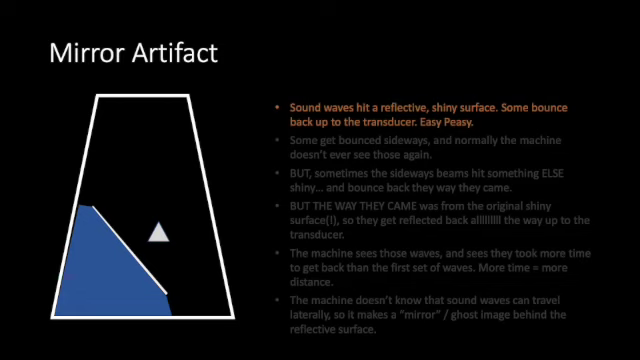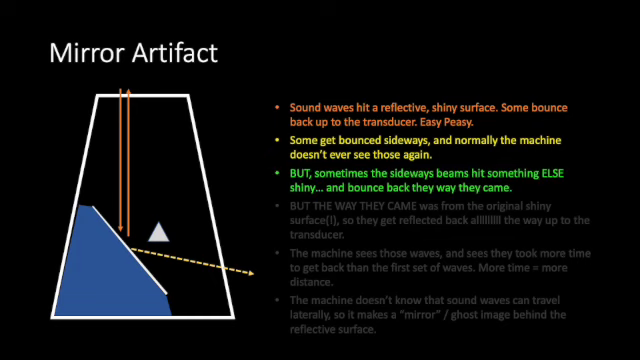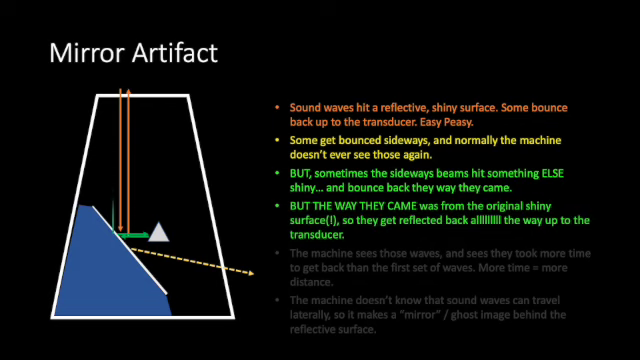So sometimes ultrasound waves will come in and they'll hit a reflective shiny surface. Some will back up to the transducer and generate a normal image. Great. Some get bounced sideways. We never see those beams again. Others get bounced sideways and they reflect off of something. In this case, they're reflecting off of this triangle. And they go back to the diaphragm and then get bounced back up to the probe.